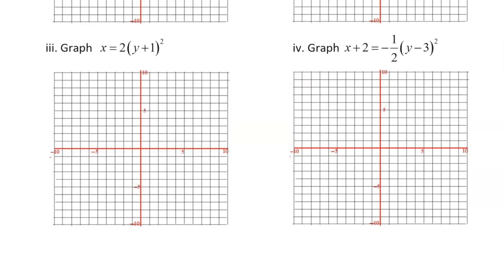If you're feeling good about this and you think you could predict some of the expansions or compressions that are happening, feel free to pause the video now and try graphs 3 and 4. Otherwise, let's see what we have here.